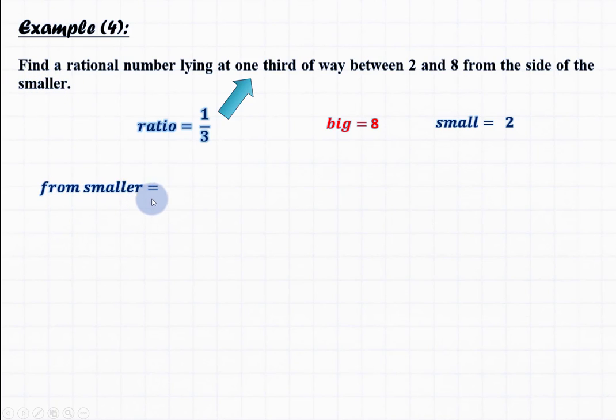Then from the smaller, we make small number plus ratio, or fraction, inside the bracket big minus small. The smaller number of course equals 2 plus the ratio 1 over 3, and inside the bracket big 8 minus small 2. And by using the calculator the result will equal 4.